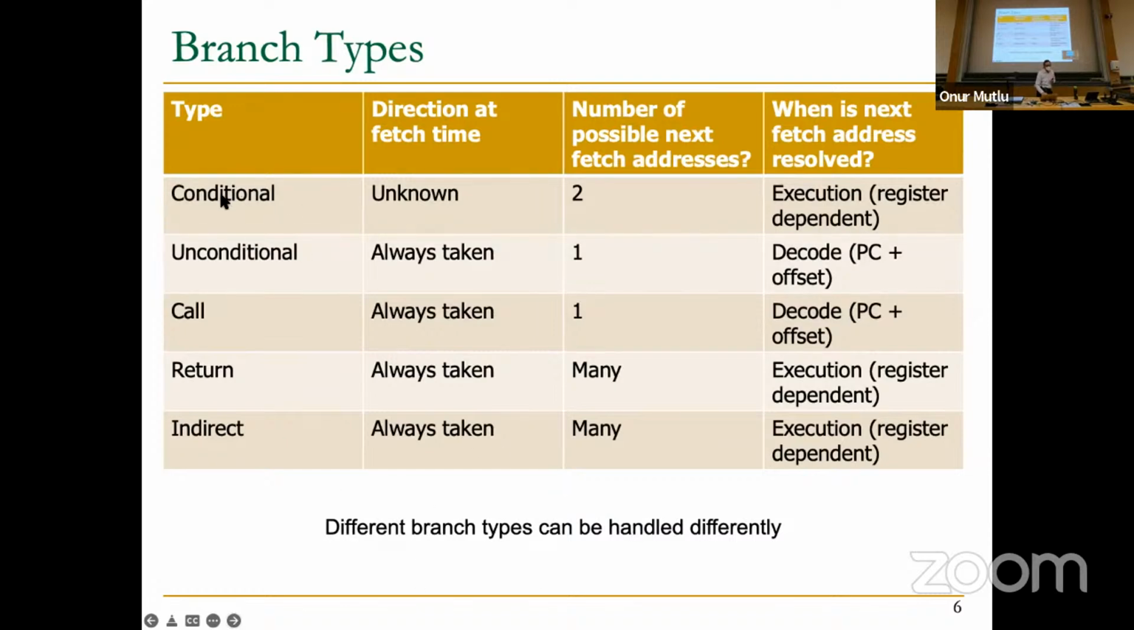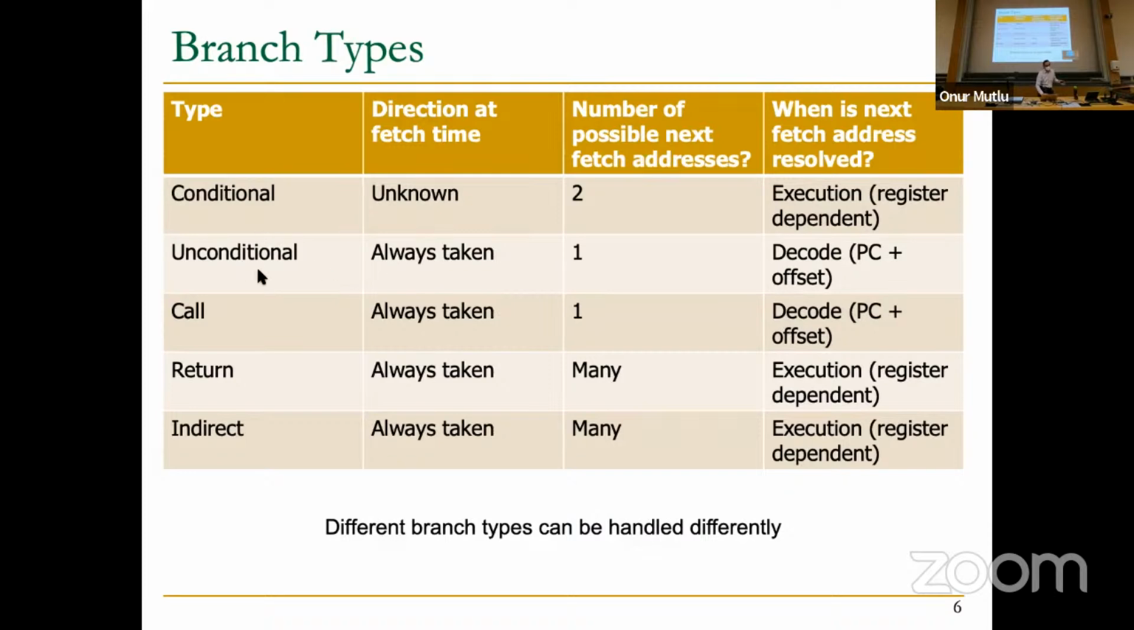We're going to focus a lot on conditional branches. Direction is not known, basically, at the fetch time. You do not know which direction, taken or not taken. And there are two possible next fetch addresses, which is PC plus 4 in MIPS, or the target address of the branch. And the fetch address is resolved when you execute the branch, meaning it's register dependent. So the fetch address is resolved down at the later parts of the pipeline, in an out-of-order engine, whenever the register becomes available, basically.